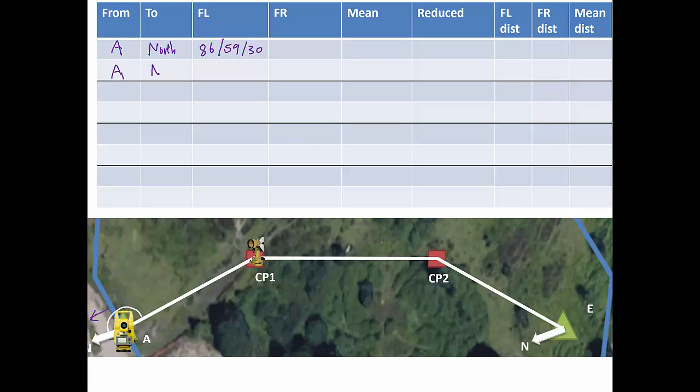So we're at A, we're looking at CP1. And the face left reading to CP1 is 250°53'29". Now swing the total station round to look at north. Switch it onto face right. The angle on face right is 266°59'28", and the face right reading to CP1 is 70°53'25".